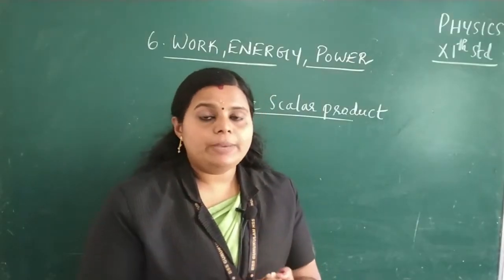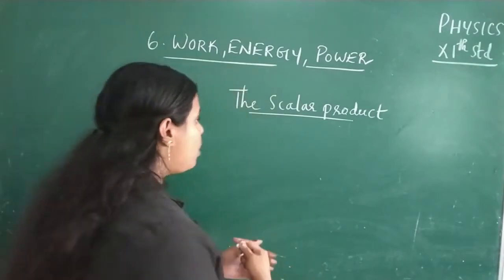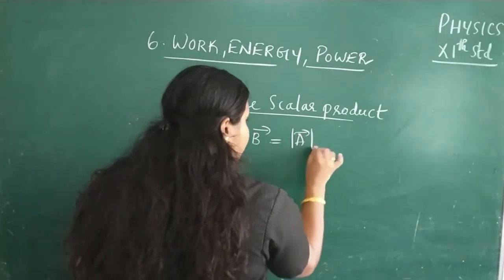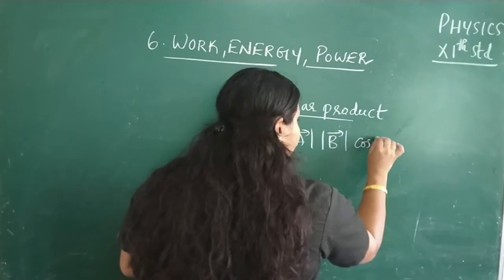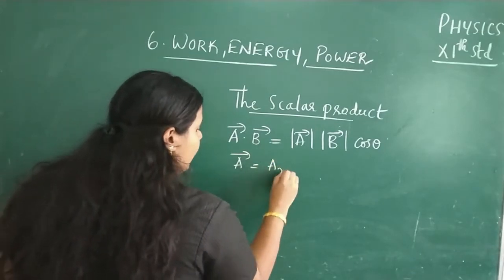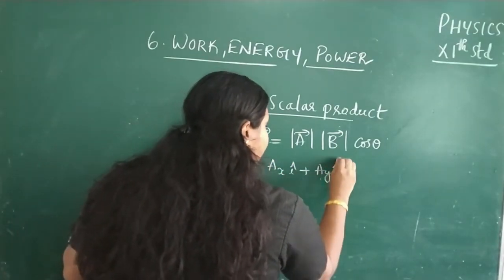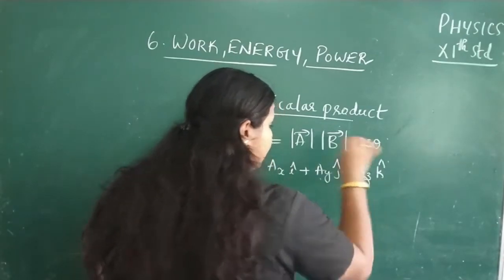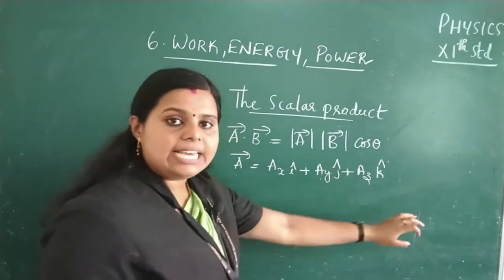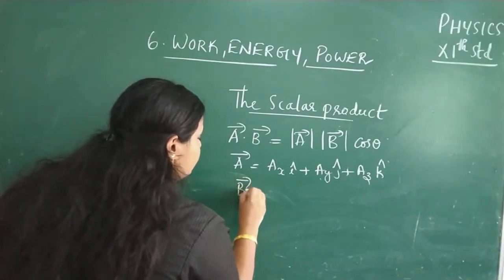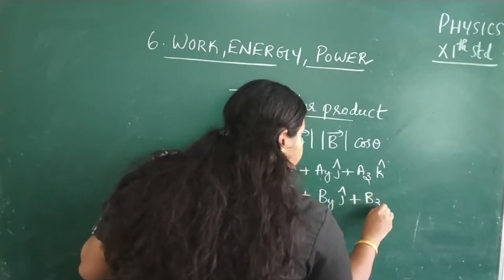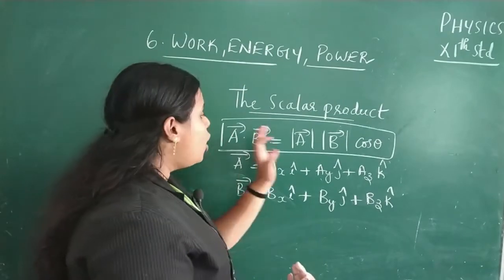Now listen children, let us see how the operation A dot B is done mathematically. We know that A dot B is equal to AB cos theta. Suppose the vector A is equal to AX I cap plus AY J cap plus AZ K cap. So A is a vector in the three-dimensional world. Similarly, the vector B is equal to BX I cap plus BY J cap plus BZ K cap. By definition, A dot B is equal to AB cos theta.